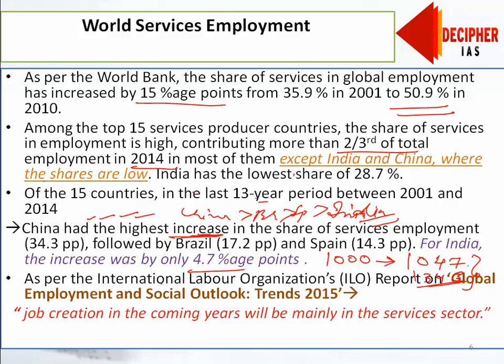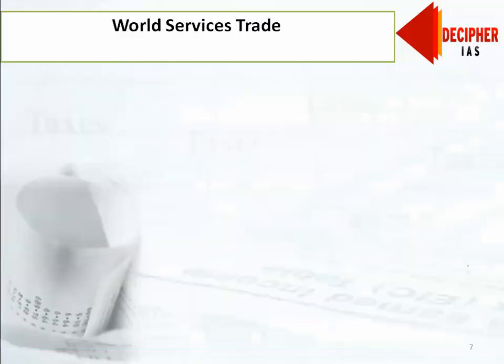And you all know that India has almost jumped from the agricultural sector or the primary sector to the tertiary sector, with very low capacity building in the secondary sector. So let's move ahead. Now coming to the world services trade.